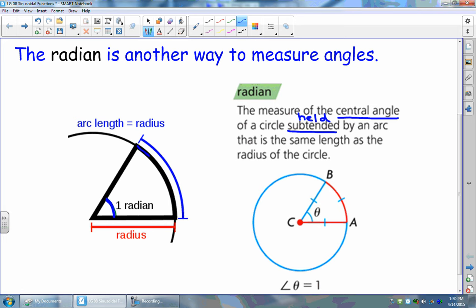So this is my arc here, the curved edge along the circle. So this angle, this central angle, is held by that arc length that's along the edge of the circle. And this arc length has the same length as the radius. So the radius is the same length as the arc length. All three of those sides are equal in length. Just one is curved and two are straight.